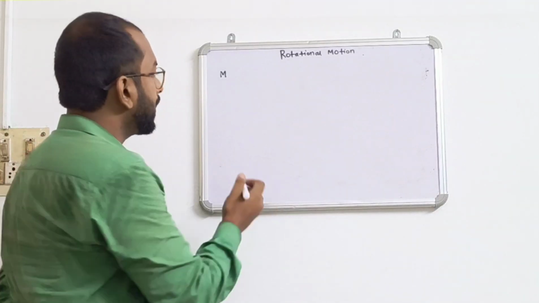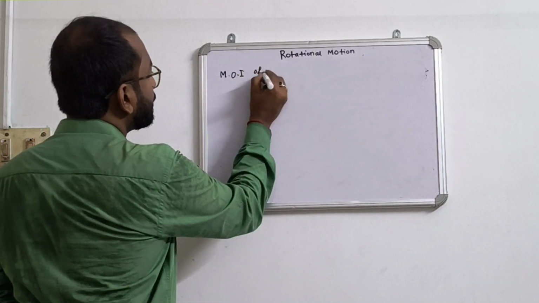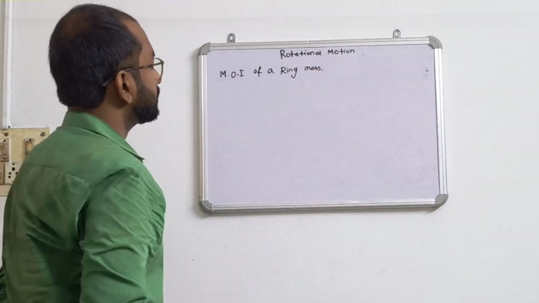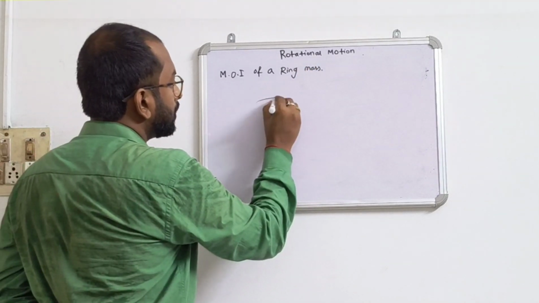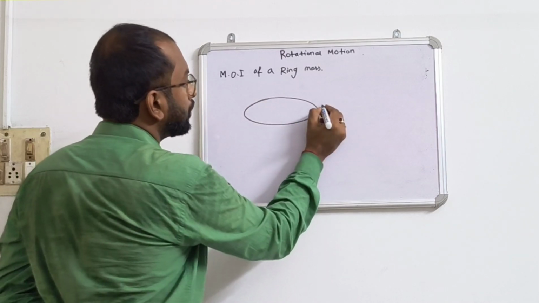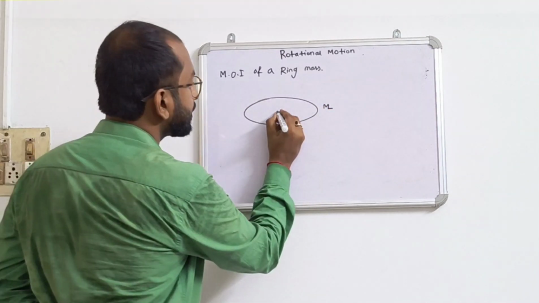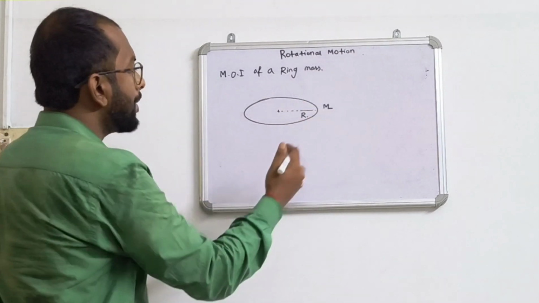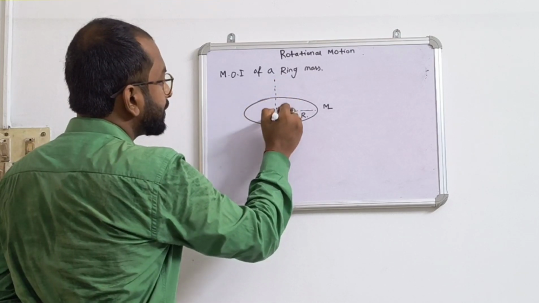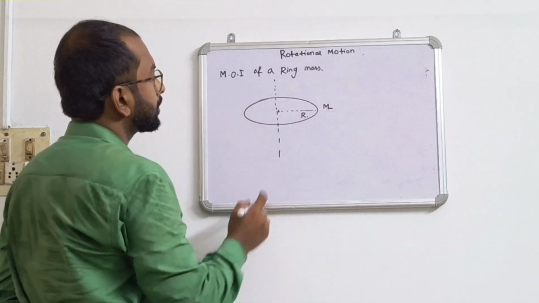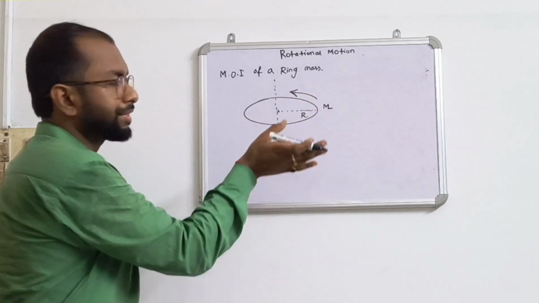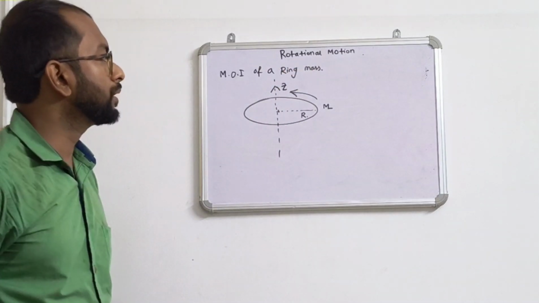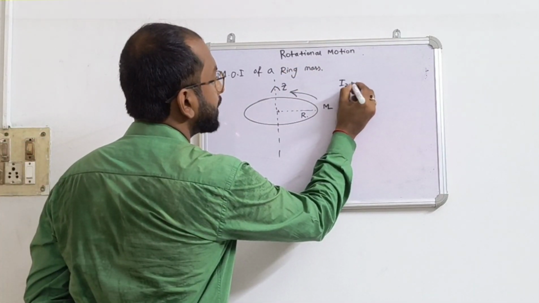Now let us proceed to find the moment of inertia of a ring. Suppose this is a ring, the mass of the ring is m and the radius of the ring is r, and I am interested if this ring is rotated with respect to the center. This ring is rotated like this, so the axis of rotation is upward. So let's say this is z axis. Now what will be the moment of inertia with respect to the z axis? Iz, how much?